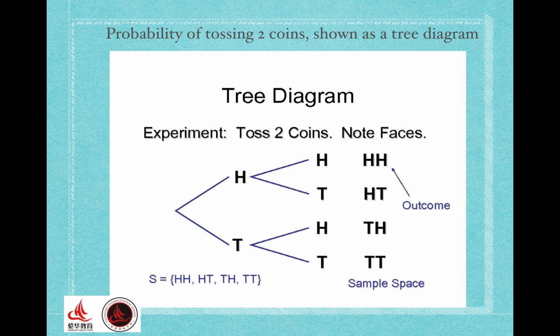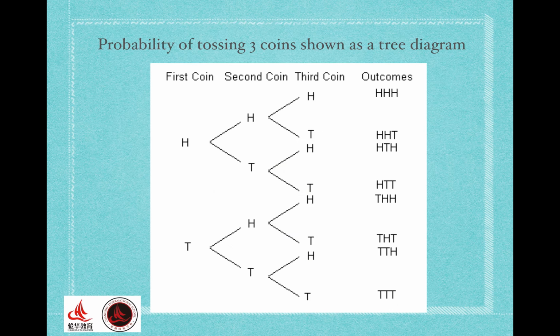Now it's going to get a little bit more complicated. When we toss 2 coins, we can have 4 possible outcomes. We can have heads, heads, as you can see there. We can have heads, tails. We can have tails, heads, and tails, tails. This is the probability of tossing 2 coins. Each of those would be 25% because it all needs to add up to 1 or 100%.